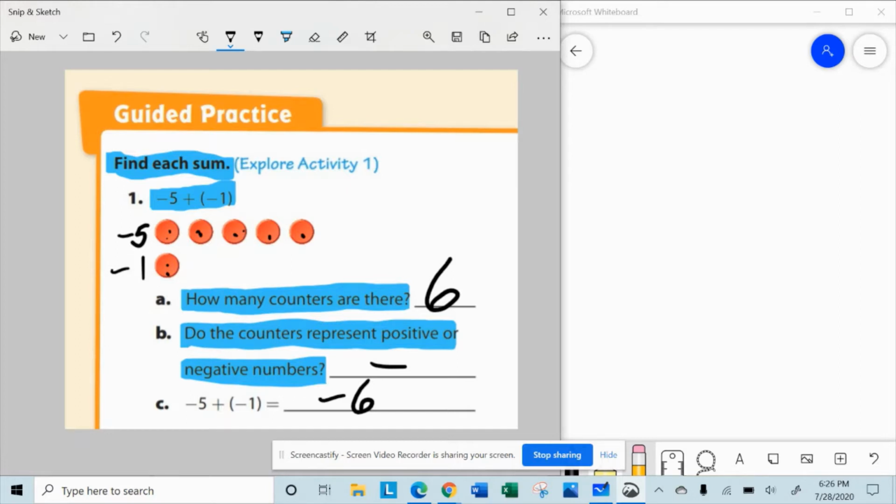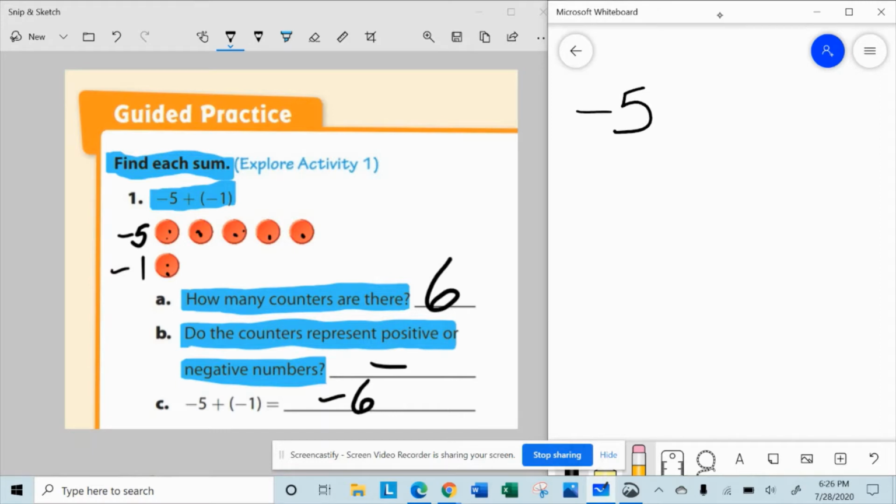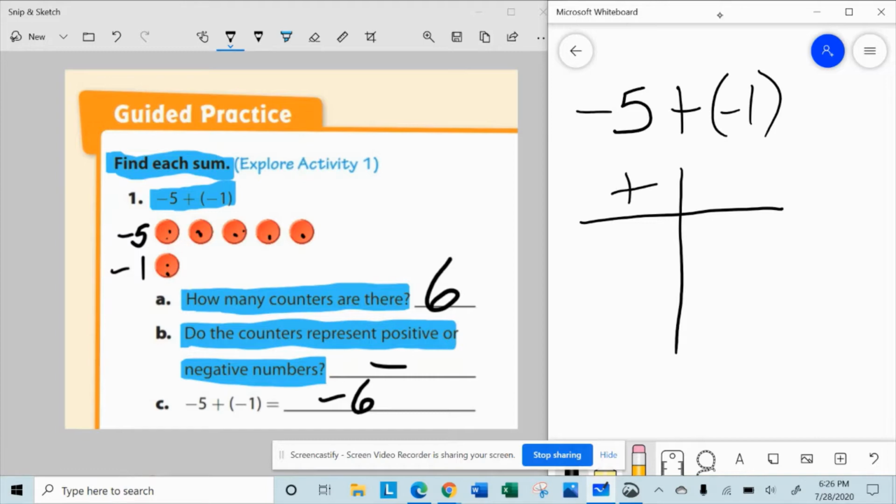Now, that wasn't the only way I showed you, or the only way you learned. In our previous video, the first video, we learned based on little tally marks, because that's another way you can do this. It doesn't have to be little chips or counters, but we still have the same equation here, -5 plus a -1. And then I'll just set up a little T-chart, with my positives on one side and negatives on the other.